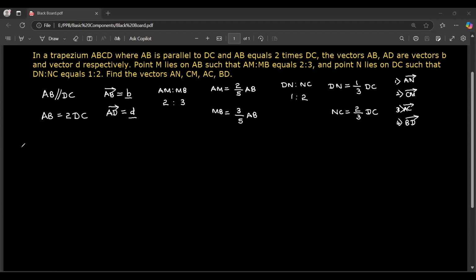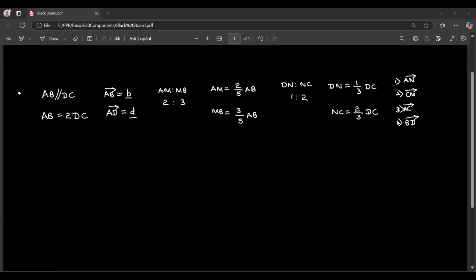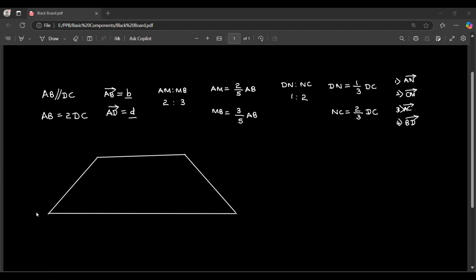Let's try this. First of all, we have to draw a trapezium, and this is about AB and BC. So we can draw like this. AB is parallel to BC, and AB is equal to 2 times BC. So this should be A, this should be B, this should be C, and this should be D. Now they have told us AB is vector b and AD is vector d.